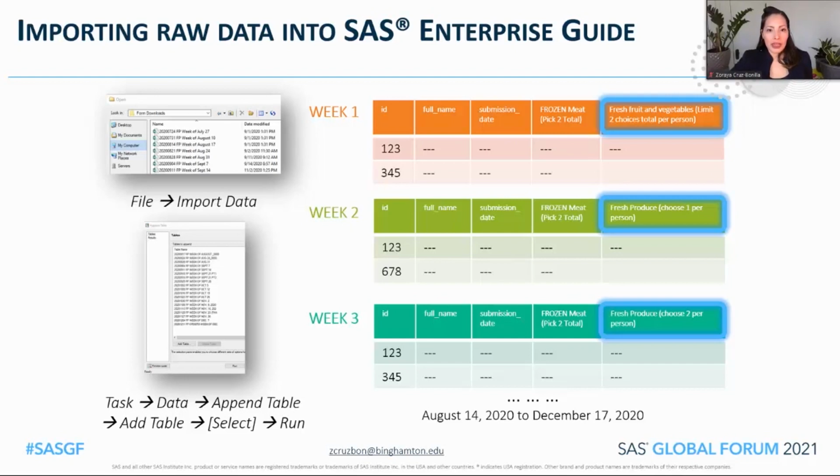One important caveat about this approach is that it is dependent on the column header name. That means that if the column header name changes, then SAS will treat it as distinct variables. In the example shown, all 3 weeks have a slightly different category name for produce. This is because food item availability varies from week to week, and the header specifies quantity limits per person.